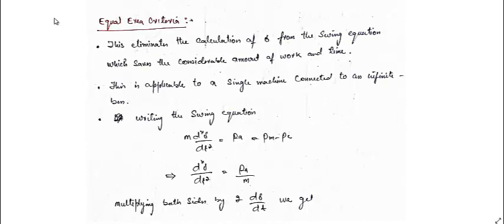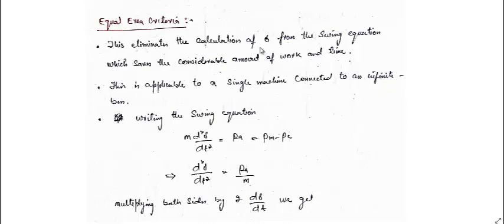Now let us come to the equal area criteria. This is the criteria which is used to find out the transient stability of a system. Usually we can find out by solving for delta from the swing equation, but we know that the swing equation is non-linear in nature. That is very difficult to solve. So instead of solving the swing equation, we can use the equal area criteria.